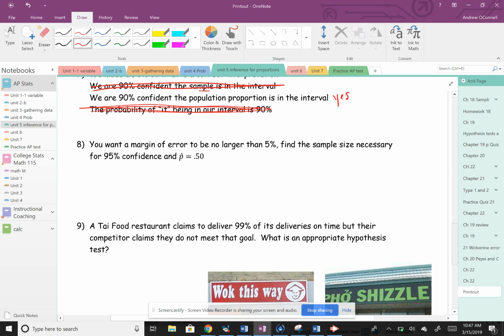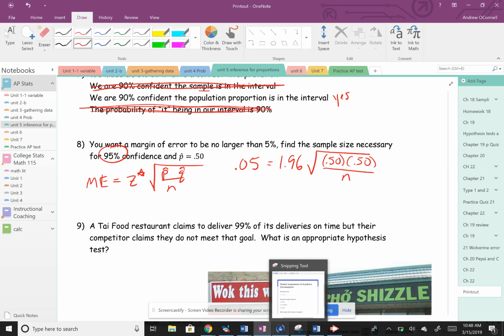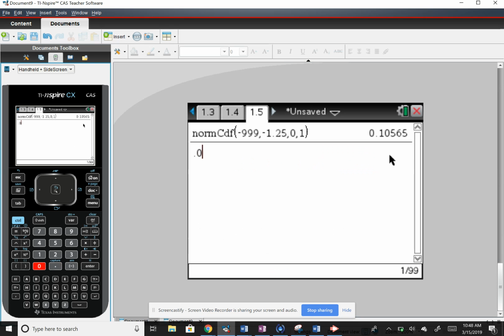Eight, you want a margin of error to be no larger than 5%. Find the sample size necessary. So remember, margin of error is z times the square root of p hat q hat over n. So 0.05, and 95% confidence tells you 1.96. We use p hat of 0.50, which means q hat is 0.50, over what we don't know, n. So 0.05 divided by that 1.96.